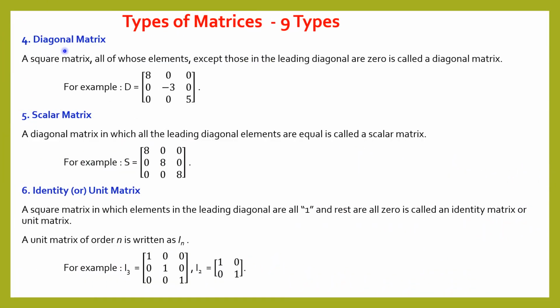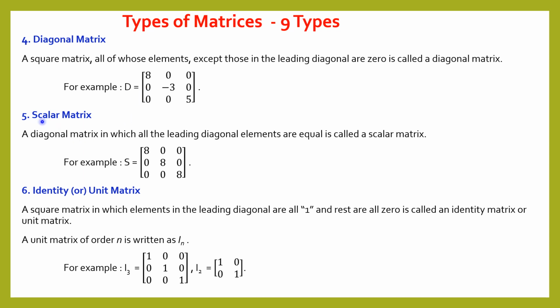Fourth one is diagonal matrix. A square matrix, here square matrix means number of rows and columns are equal. A square matrix, all of whose elements except those in the leading diagonal are 0, is called a diagonal matrix. See, in this square matrix, these diagonal elements are called the leading diagonal. Other than the leading diagonal elements, if all are 0, it is called the diagonal matrix.